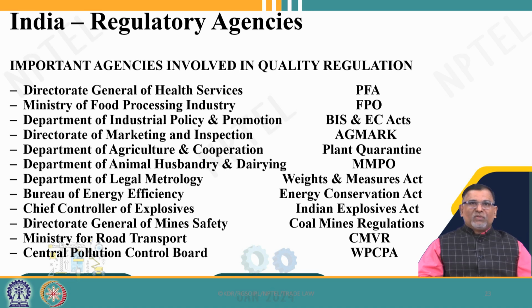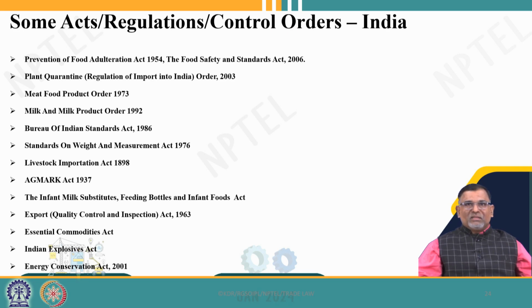You can see the Directorate General of Health Services, Ministry of Food Processing and Industry, Industrial Promotion and Policy, Directorate of Marketing and Inspection, Department of Agriculture and Cooperation, Animal Husbandry, Legal Metrology, Bureau of Energy Efficiency, Control of Explosives, Directorate General of Mines and Safety, Ministry of Road Transport, Central Pollution Control Board, and then a series of other agencies. All these agencies deal with mandatory standards and regulations. In every area you can find one regulatory agency, but how much regulation is actually happening is the moot question. There is also a sizable number of legislations in India to deal with the SPS and TBT measures.